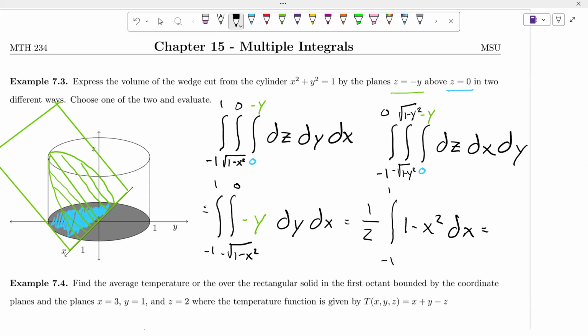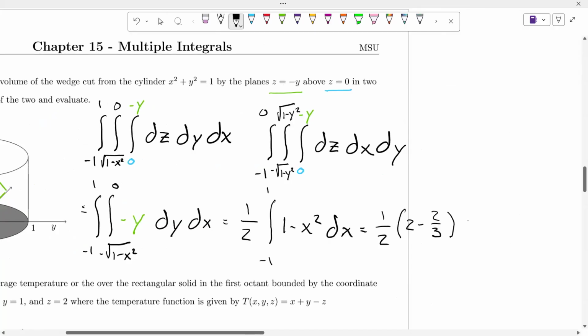And what are we going to get? This looks like 1/2 times 2 minus 2/3, since x squared integrates to x cubed over 3. And I don't know, in the end, is that just 2/3? I think it is. 1 minus 1/3 is 2/3 if I just distribute the 1/2 through.